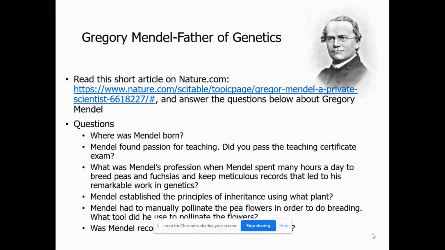I found an article on nature.com, a very short article, not long at all, just some key information about Gregory Mendel, what his background was, and how he discovered the principles for inheritance. So read that short article, and I have a list of very easy questions that you can try to answer based on what you have learned, and I may have a couple of questions on the test.